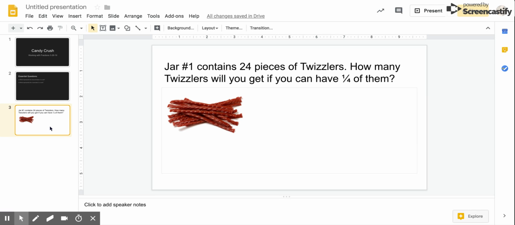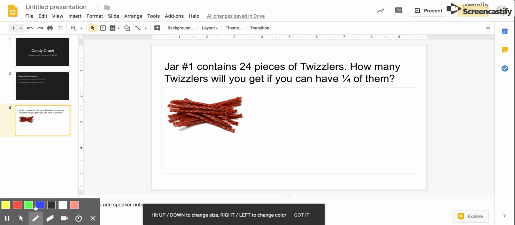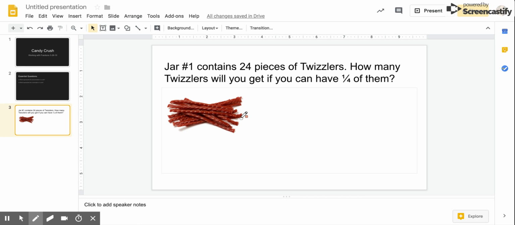How many Twizzlers will you get if you can have 1/4 of them? So if we look at the fraction 1/4, the 4 on the bottom, our denominator, tells us how many make up one whole. So 4 different groups are going to make up our total of 24 Twizzlers.